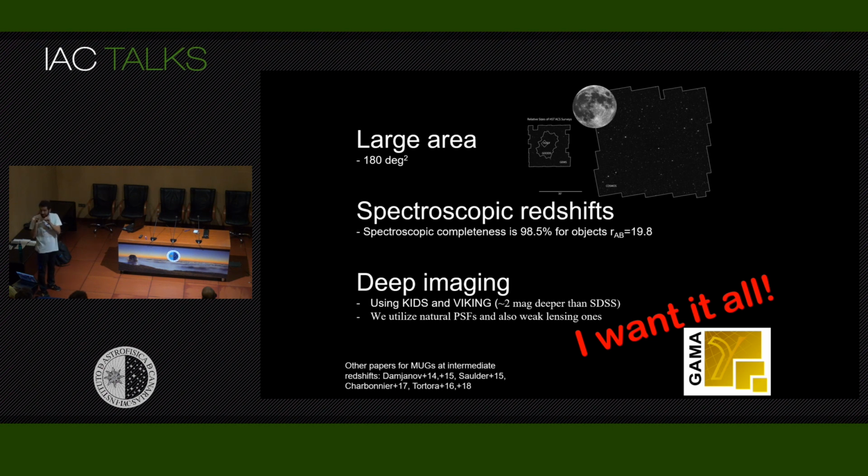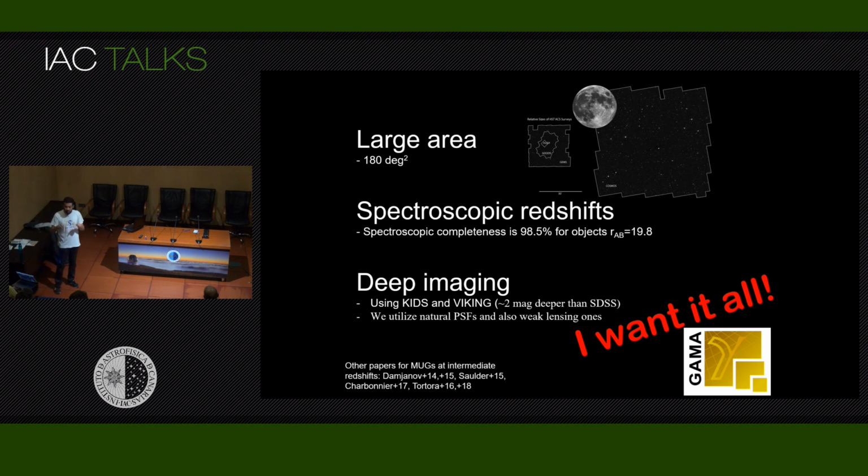You can tell that the Sloan images were kind of fuzzy. Here we made use of KiDS and VIKING surveys, which are 2 magnitudes deeper than the Sloan for the photometry. And also for analyzing the light of these galaxies, we don't only use normal stars as PSF for our observation, but we also made use of weak lensing ones, just as a proof of concept to see whether satellites like Euclid are going to be good in order to identify these objects at intermediate redshift. And the answer is yes. The PSF are small, but for these objects that are very compact, they are good enough in order to tell the galaxy sizes. And finally, we chose Sloan because of the spectroscopic completeness.